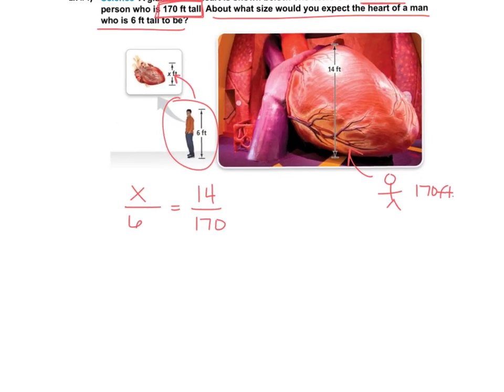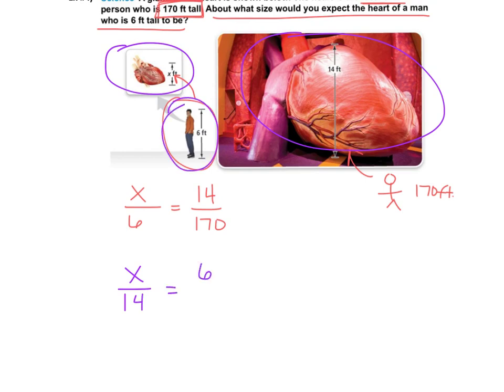Okay, here's the other way you could have done it, and it's not wrong. You could have said small heart over big heart equals small man, it's not actually small, he's 6 feet tall, over large man. So you'd still get the same answer, right? Yeah, because look what happens. 170 times x and 170 times x are the same. 6 times 14 and 6 times 14 are the same. So you may do it either way.